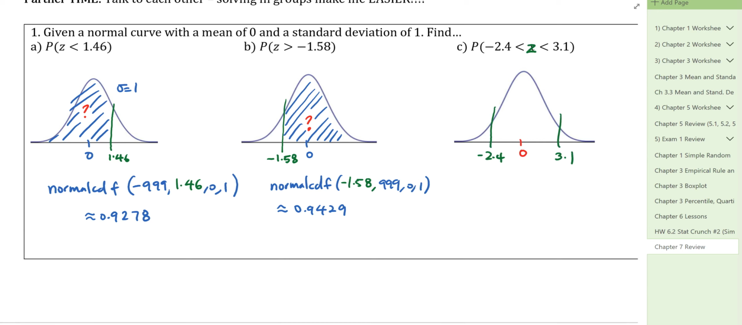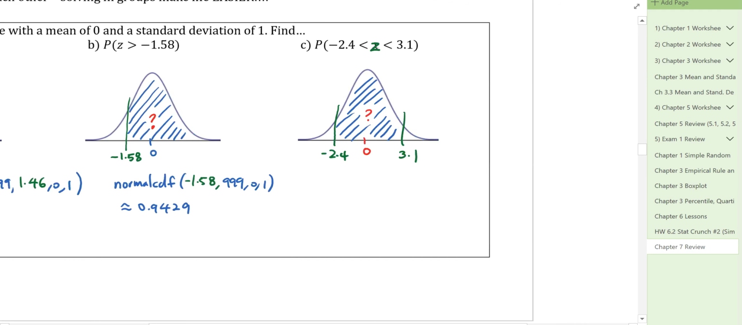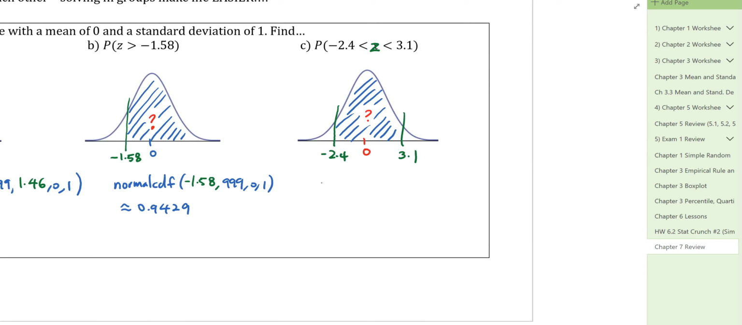And I want to find the total probability, the total area in the middle. And I'm going to show you my region of interest. I'm looking for this area. Now I can just enter into my calculator: lower bound, upper bound, mean 0, standard deviation 1. So on your calculator, again, you're going to put normal CDF. In this case, my lower bound here is negative 2.4. My upper bound here is 3.1. And we'll say standard normal has mean 0, standard deviation 1. And enter that in your calculator. And you get approximately 0.990.